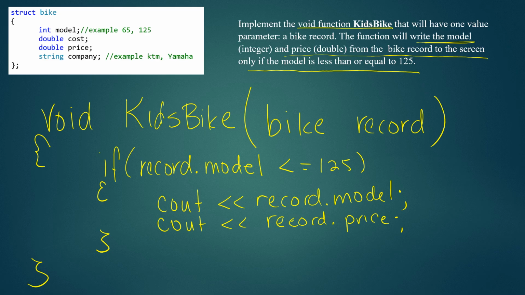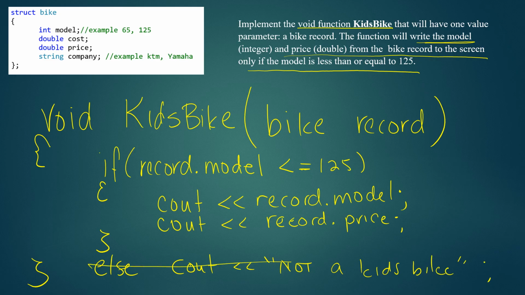And that's it. If the model is not less than or equal to 125, the function basically won't do anything. If you wanted to be complete, you could say else it's not a kid's bike, but obviously this is not required for the question. I just added it to be complete.